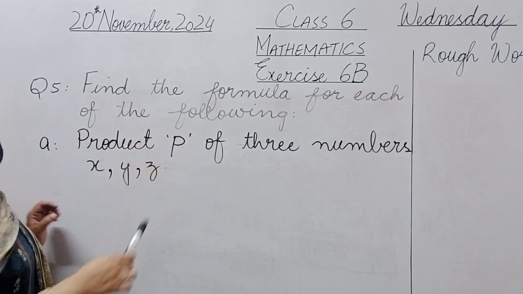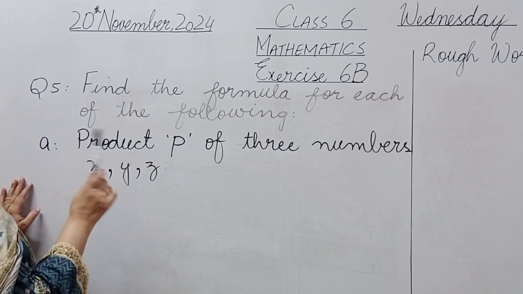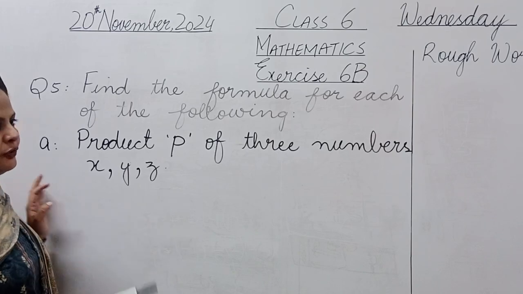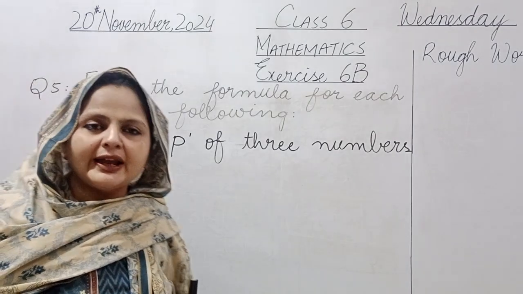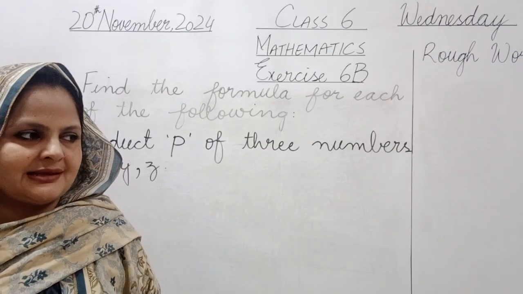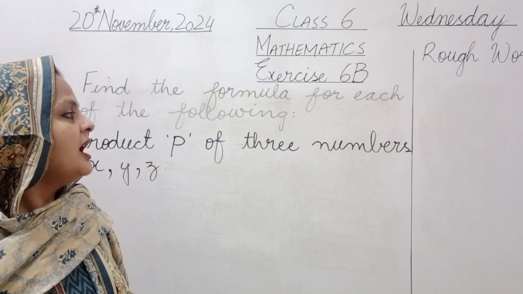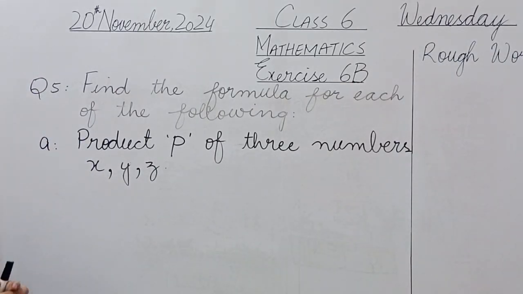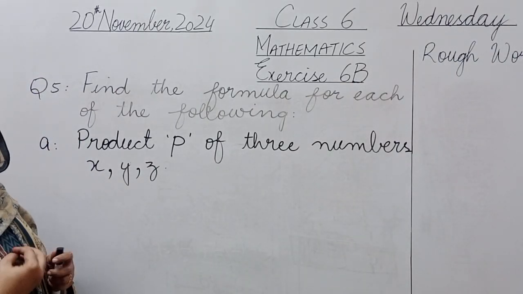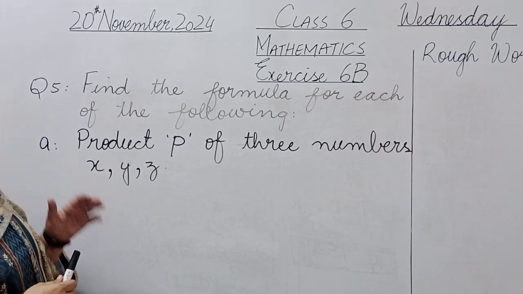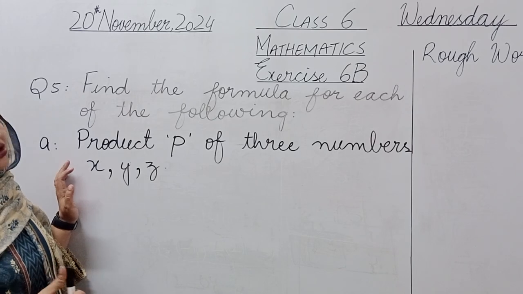Find the formula for each of the following. Part A is product P of three numbers x, y and z. What do we mean by product and how do we find the product? Yes, very good. Product means the result of multiplication. Product means to multiply. Find the product of 5 and 3, it will be 15. So product means that we have to do multiplication.